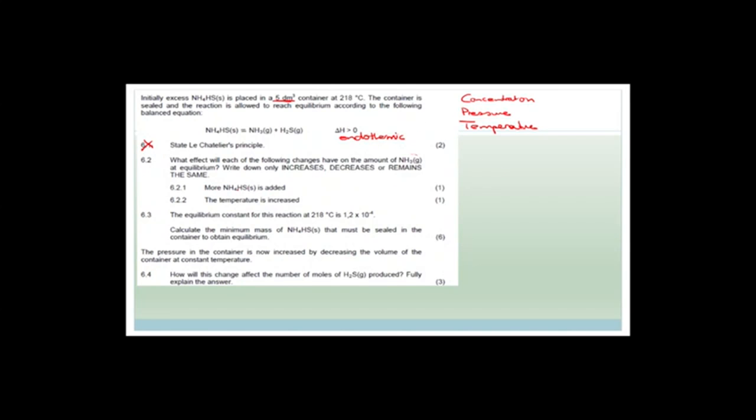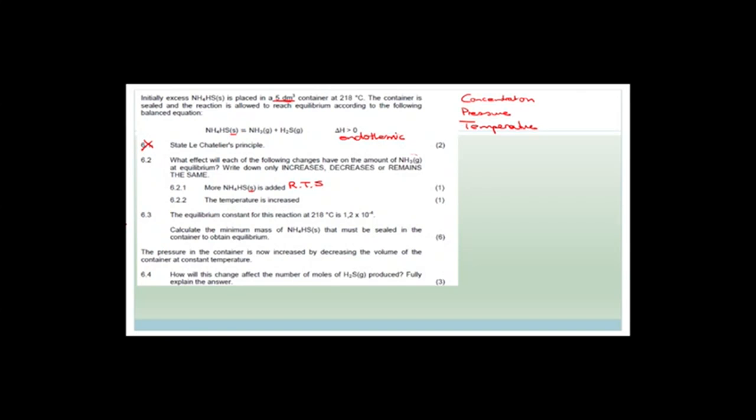Okay, adding more ammonium hydrogen sulfide theoretically would increase it because we would think that it would increase our concentration, right? There'd be more parts per unit volume. However, this is a solid. And solids, as we know, we do not include in the Kc because their concentration remains one. So in this case, it remains the same. Nothing else happens. Adding more is not going to shift that equilibrium in any way.